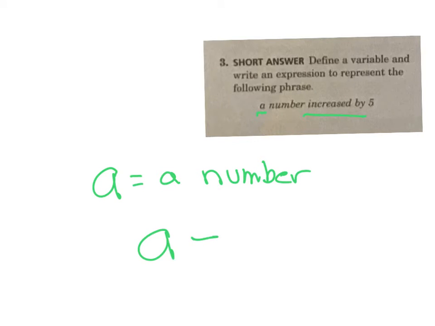Okay. Number 3, a short answer. Define a variable and write an expression to represent the following phrase. This has to do with algebraic expressions. A number increased by 5. So we'll do A equals a number. That's my variable. And then I take my variable and I increase it by 5. A plus 5. That is an algebraic expression.